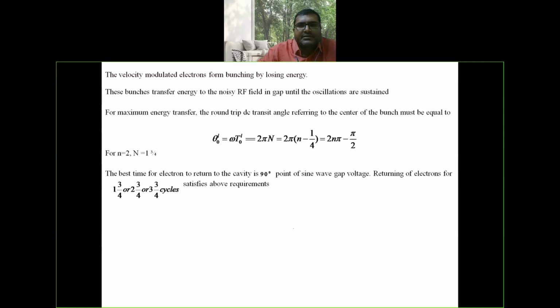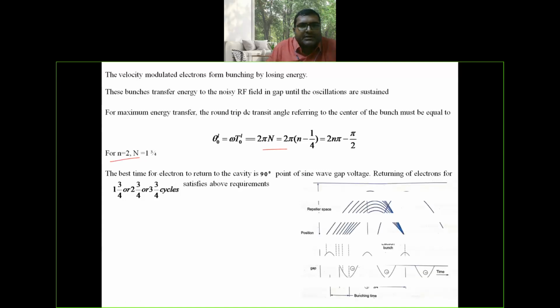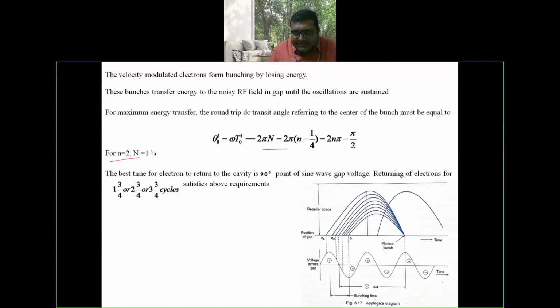For maximum energy transfer, the round trip DC transit angle referring to the center of the bunch must be equal to theta naught dash is equal to omega t naught dash is equal to 2 pi n minus 1 by 4, that is, 2 n pi minus pi by 2, that is, for small n equal to capital N equal to 1 3 by 4. The best time for the electron to return to the cavity is the 90 degrees position.